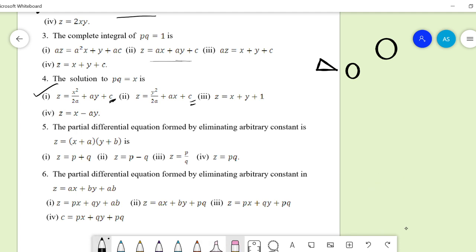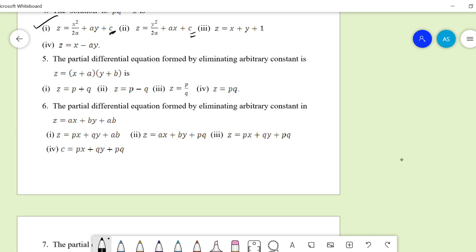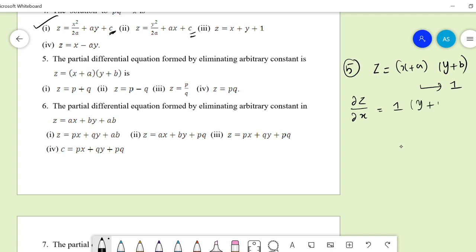Now we will move to question number 5. The partial differential equation formed by eliminating constants from z equals (x plus a)(y plus b). We just have to eliminate the constants a and b. Differentiate with respect to x: dou z by dou x equals, x gives 1, and y plus b is a coefficient. So p value is y plus b.